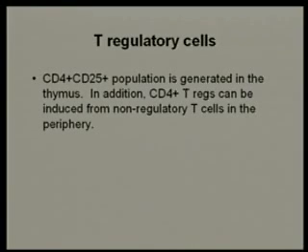For the most part, these cells are generated in the thymus. But recently it's been shown that some of these cells can actually be generated in the periphery. This is not really clear, but they think most of these cells, again, are generated in the thymus, and some can be generated in the periphery.